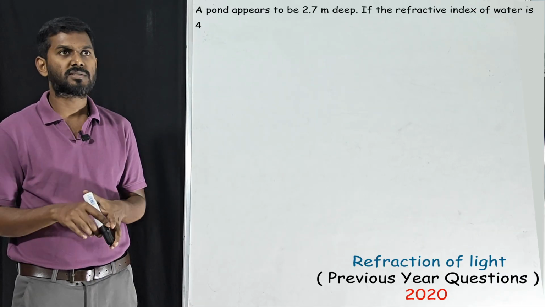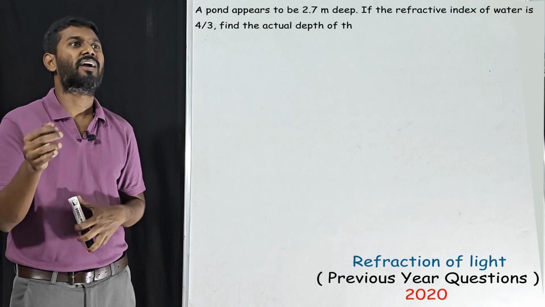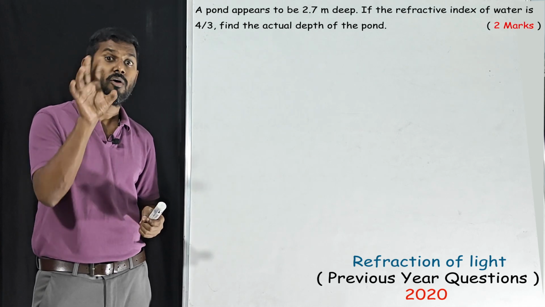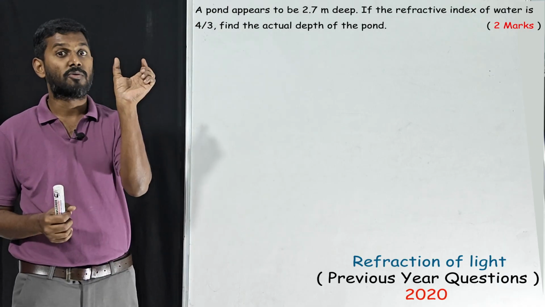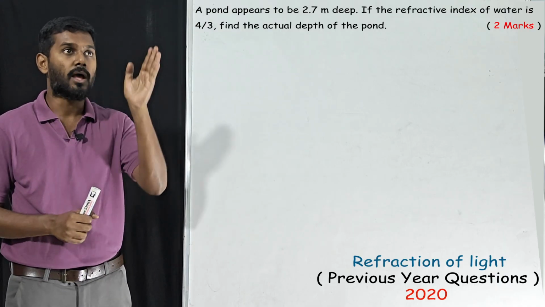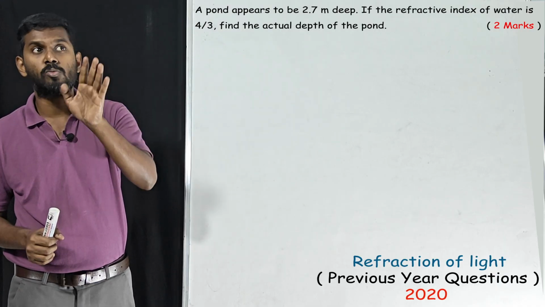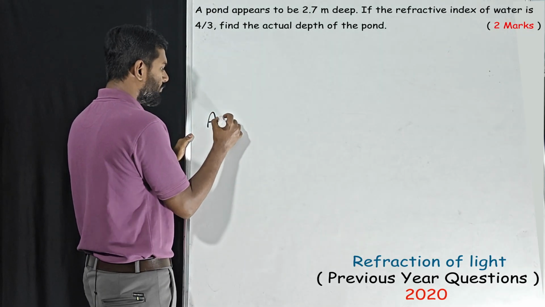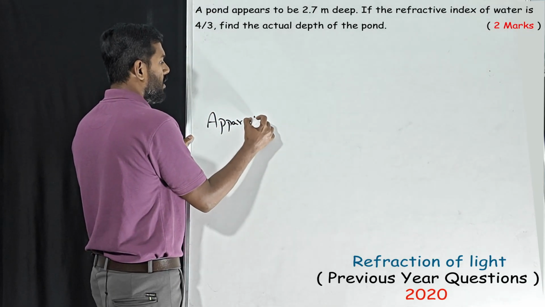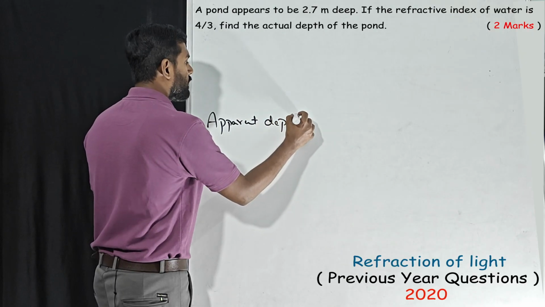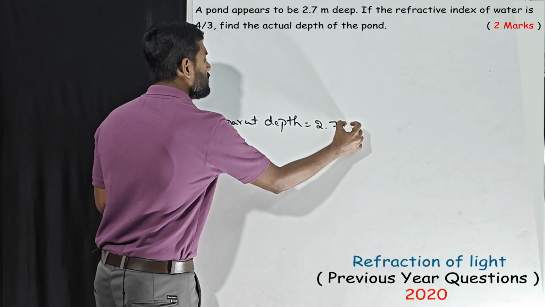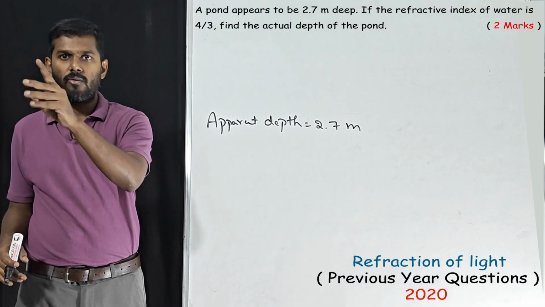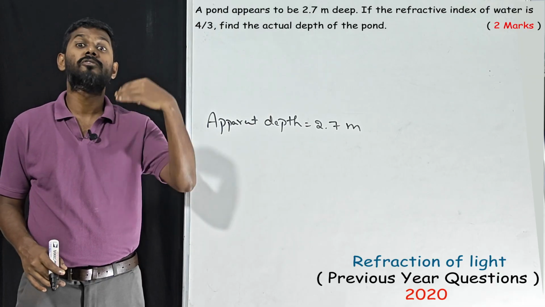Our next question: a pond appears to be 2.7 meter deep. If the refractive index of water is 4/3, find the actual depth of the pond. Here a few students will get confused. Sometimes the wordings are important. The pond appears to be 2.7 meter deep. That means apparent depth is 2.7.